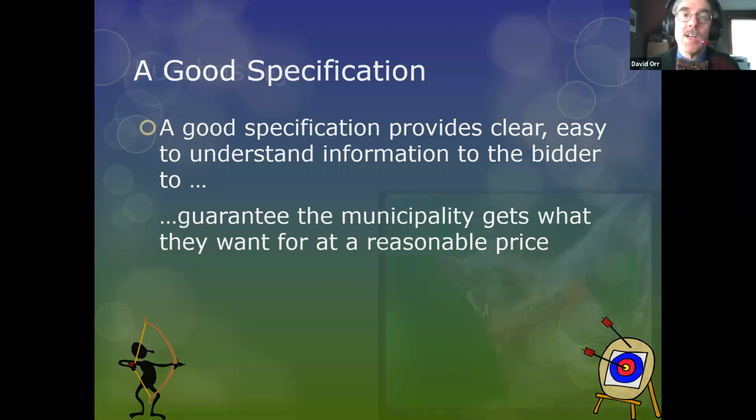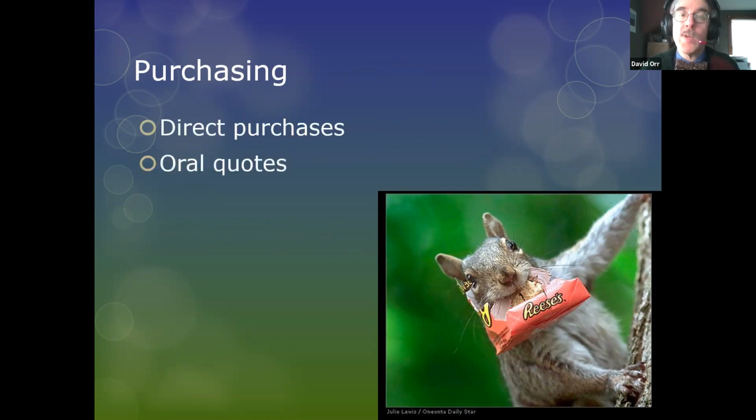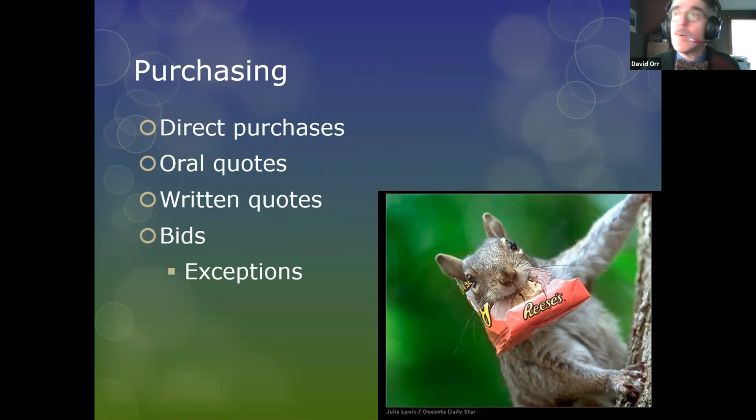Now, I know all of you have to have a purchasing policy, so hopefully you do. So your purchasing policy says, when can I go buy things without any permission, direct purchases? When do I need to get quotes? When do I need to get written quotes? Though these days there's some rules about you might be able to do some written quotes orally, which is odd because oral quotes have to be in writing. What? Bids. When do you have to go out to bid?